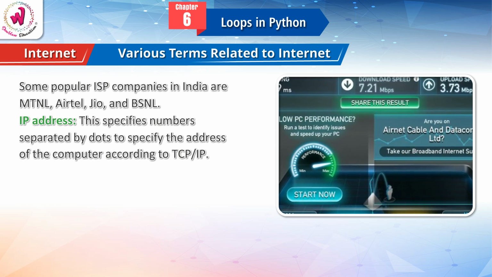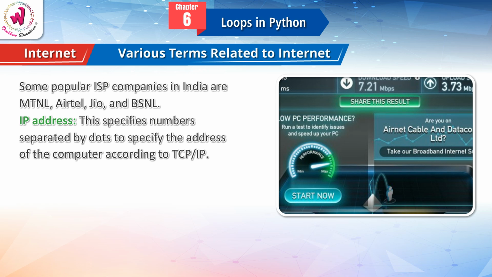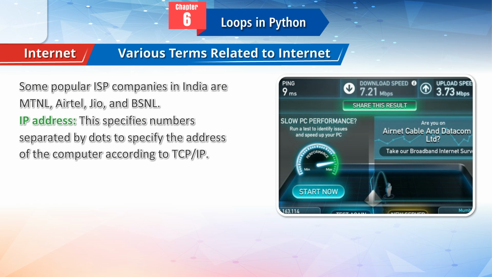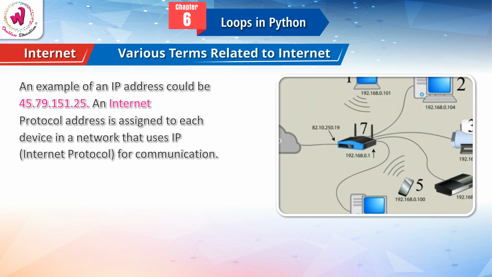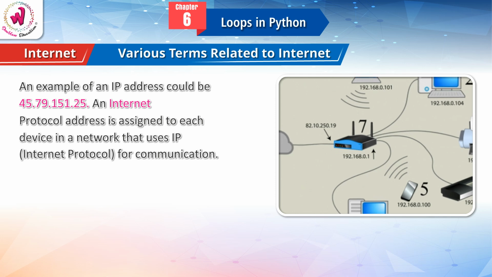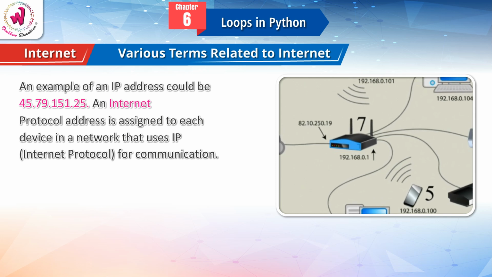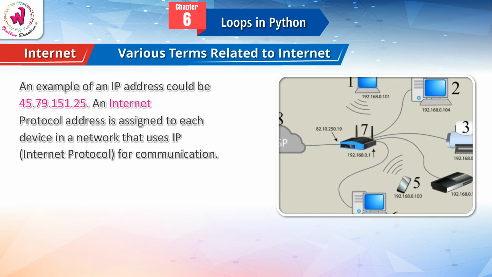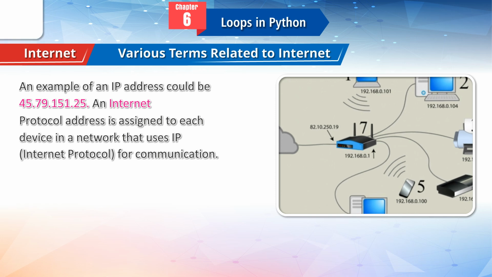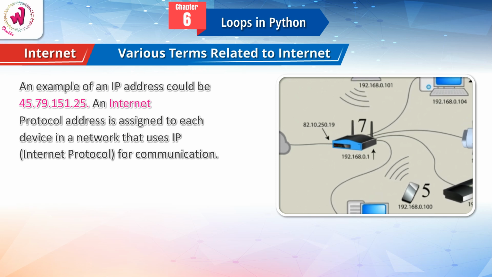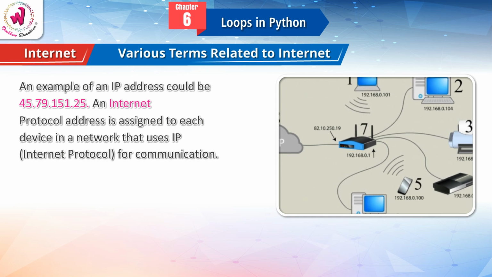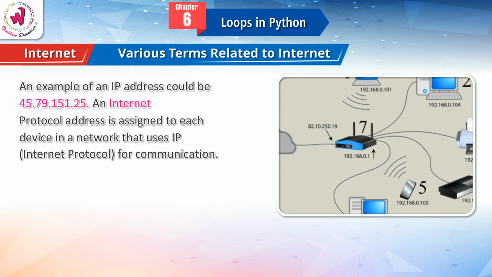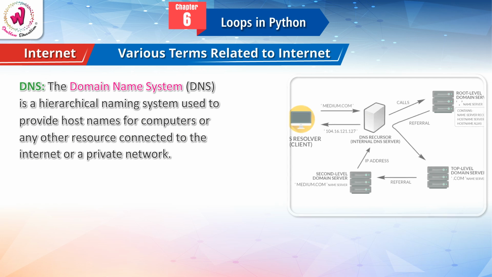IP address. This specifies numbers separated by dots to specify the address of the computer according to TCP/IP. An example of an IP address could be 45.79.151.25. An Internet Protocol address is assigned to each device in a network that uses IP, Internet Protocol, for communication.